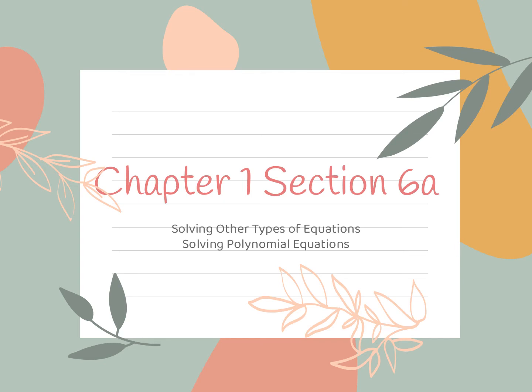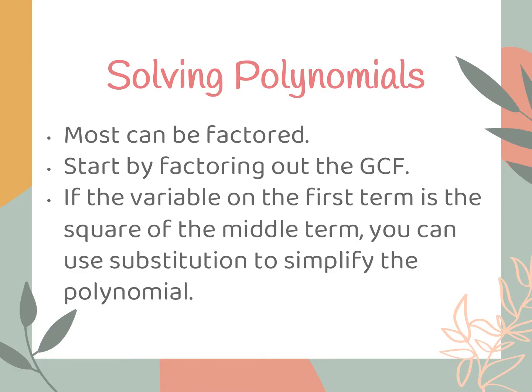All right, so 1-6 is called solving other types of equations and then solving polynomial equations. This is like a mix of polynomials in equation form, some similar to what we've done before. Some of them are a little bit newer. When we're solving, most of these can be factored. So the first thing you want to look for is, can they be factored? Not all of them, but most of them can be factored.